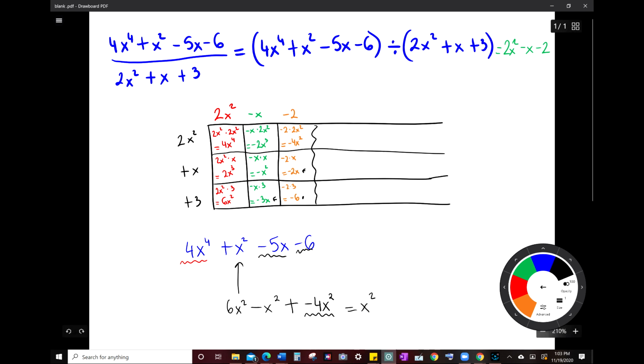Alright, hopefully it helped you guys understand how to use both ways, long division and also the boxing method, to do division between polynomials.